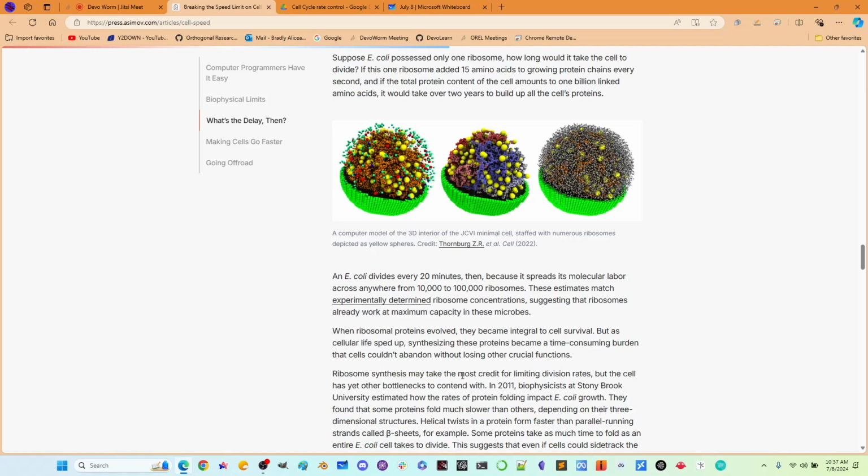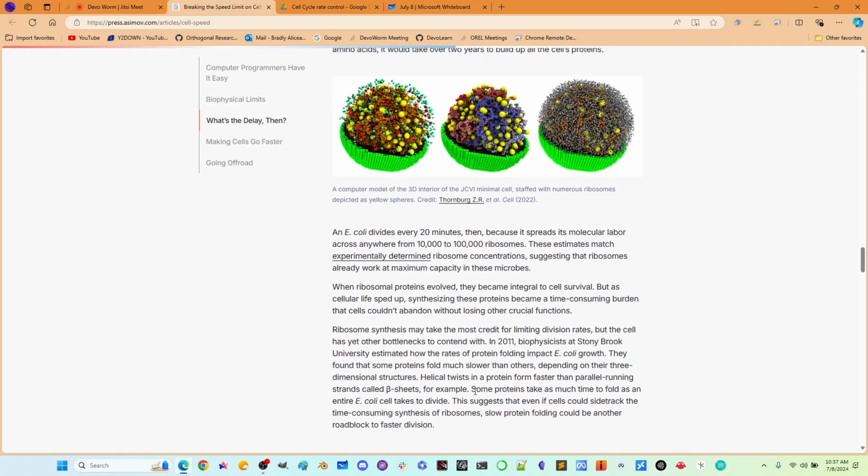Ribosome synthesis may take most credit for limiting division rates, but the cell has yet other bottlenecks to contend with. So we've talked about ribosome synthesis and genome length, which are two constraints on division rate. So this slows down division rate. But we have other bottlenecks that we have to consider.